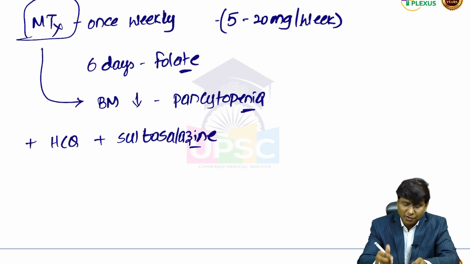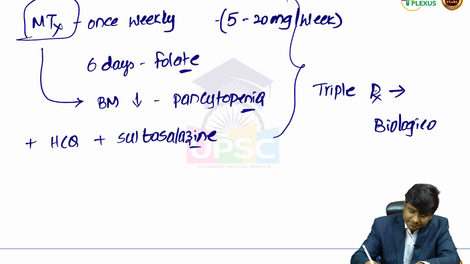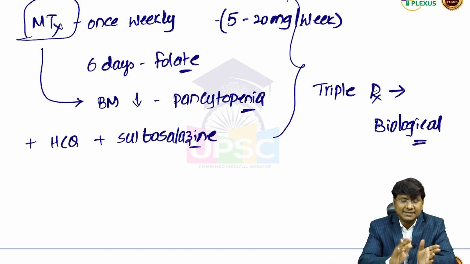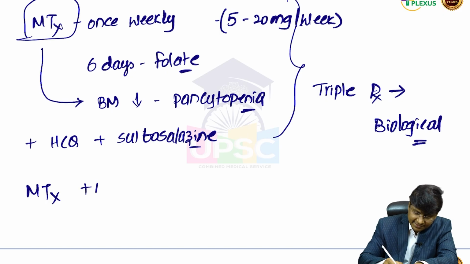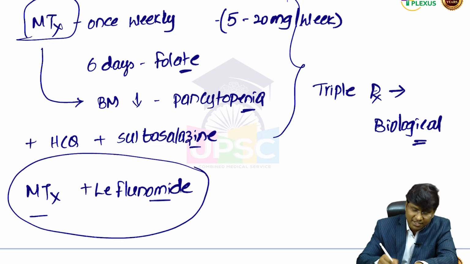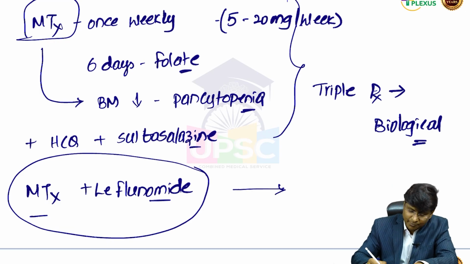If the patient does not respond to this combination, which we call triple therapy, then we start the patient on biological DMARDs. These biological DMARDs include the anti-TNF alpha or TNF alpha inhibitors. That is one regimen. The other one is, you give methotrexate, and if the patient is not responding only to methotrexate, then the drug you add is leflunomide. If the patient does not respond to methotrexate plus leflunomide, that is also the point when we add the biological agents.